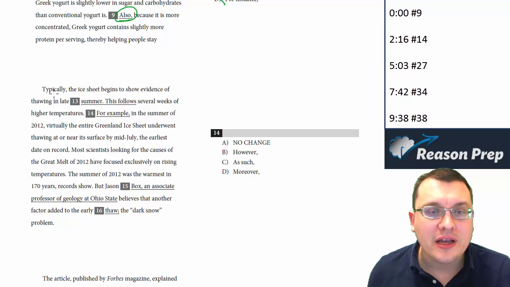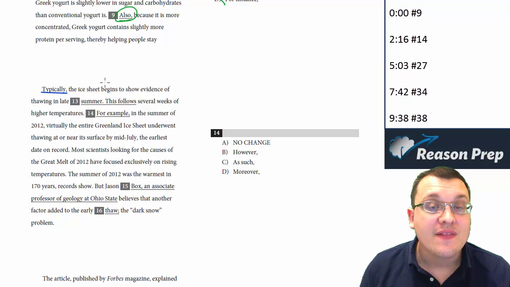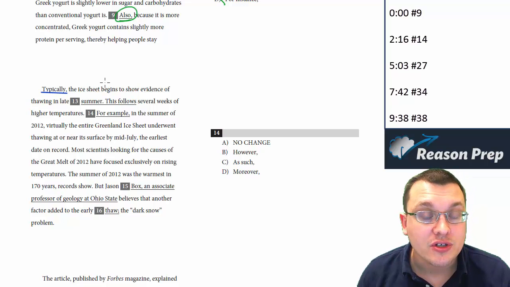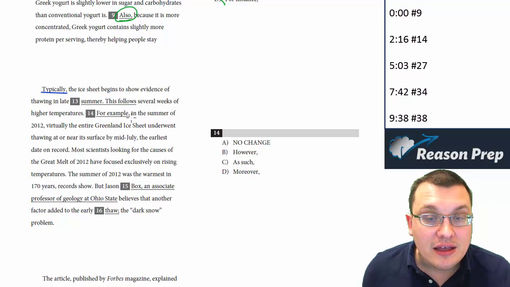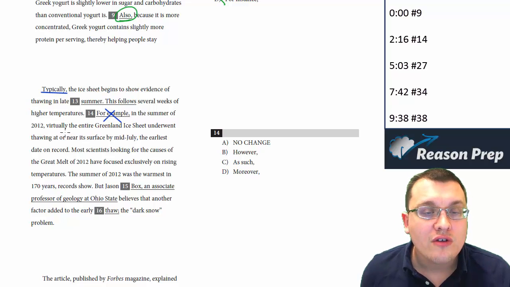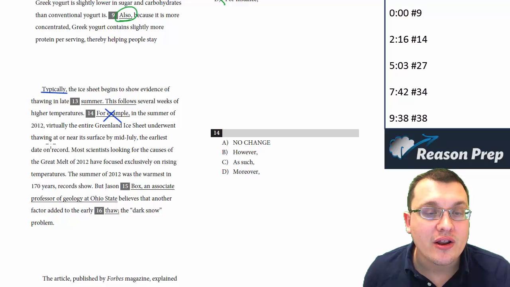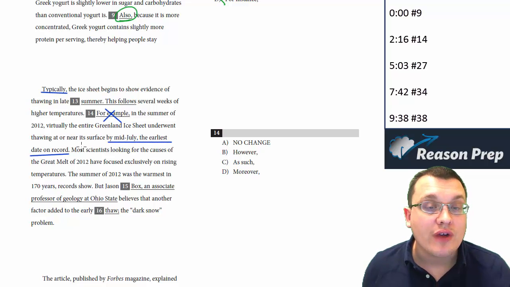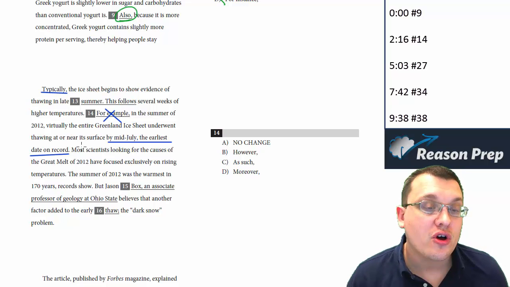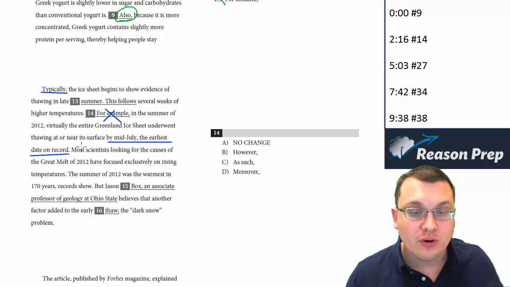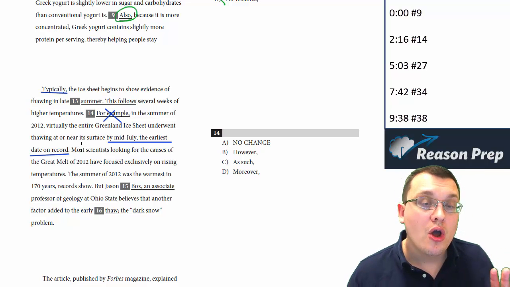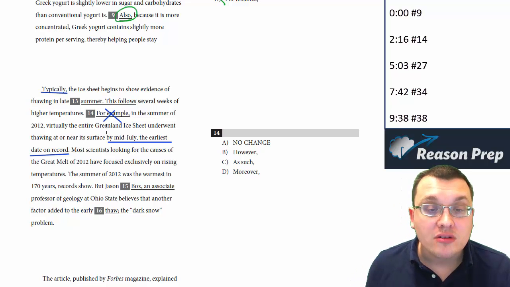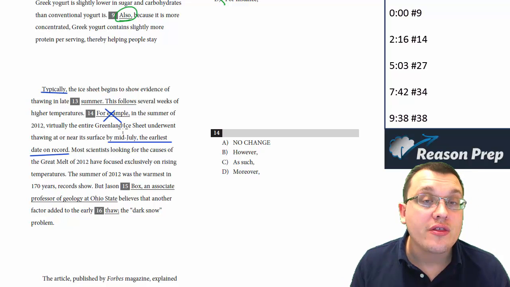What's going on with this particular question? We start with the opening sentence. It says, typically, the ice sheet begins to show evidence of thawing, and this follows several weeks of higher temperatures. But notice, in this sentence, ignore the for example for a second. It says, in the summer of 2012, virtually the entire Greenland ice sheet underwent thawing at or near its surface by mid-July, the earliest date on record. Most scientists looking for the causes of the Great Melt of 2012 have focused exclusively on rising temperatures. So, what's going on here? This melting occurred earlier than expected.